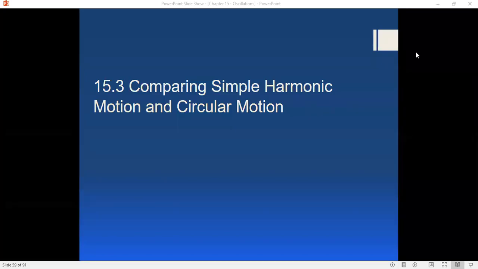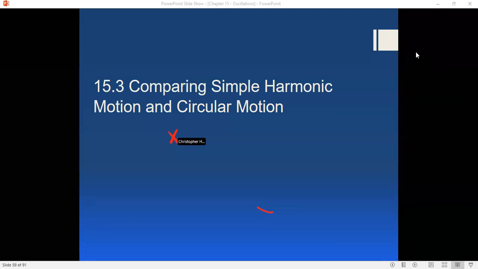Okay, let's compare simple harmonic motion to circular motion. Let's remember that simple harmonic motion, x as a function of time, is equal to the amplitude times the cosine of omega t. That's the way that we wrote the position as a function of time.